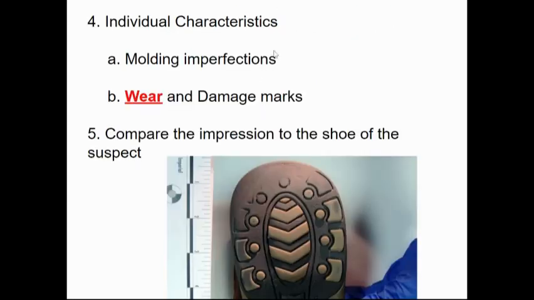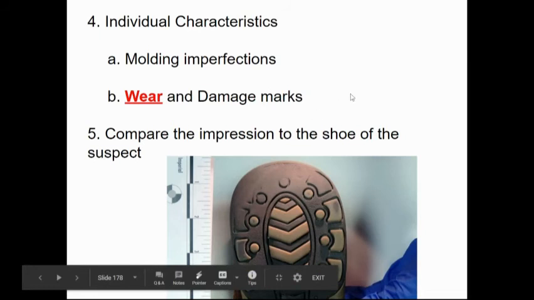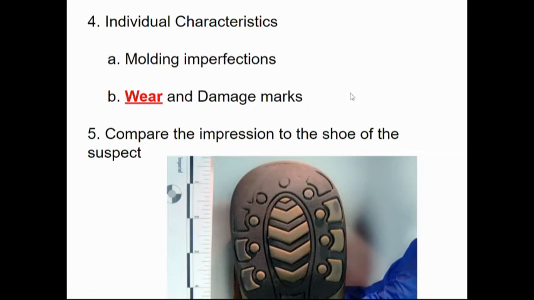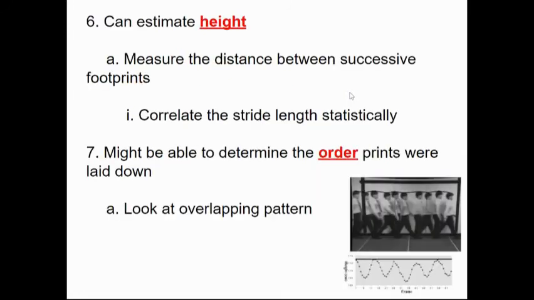Individual characteristics might be imperfections in the specific mold. Wear and damage are the big ones. Okay, a little tiny stone lodged in here, little pieces that have been worn off, a little chip. That's going to tell us some things, and we can often match that to a specific shoe, or at least say that it was consistent with it.